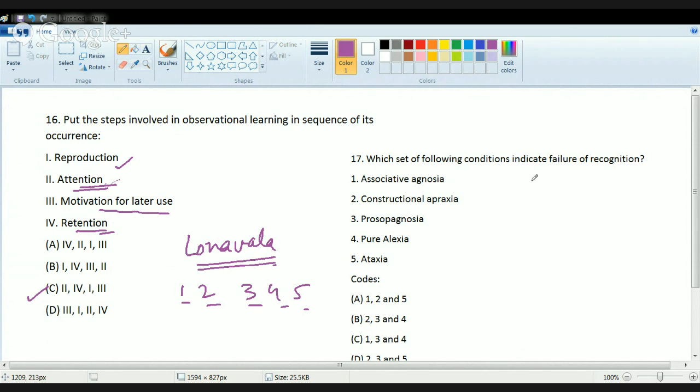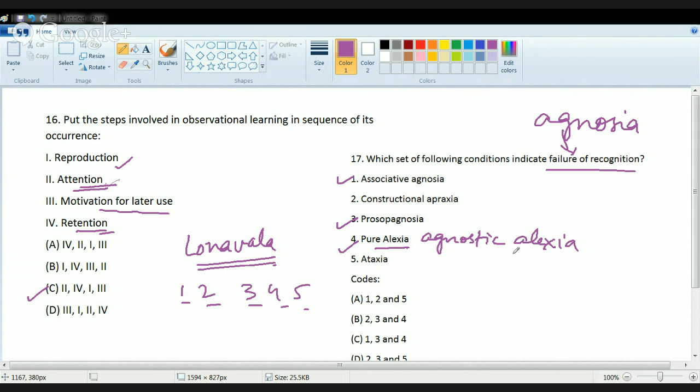Now, the next question. Which of the following conditions indicate failure of recognition? Inability or failure of recognition is known as agnosia. Now all the things here which deal with agnosia would be the answer. So it's first, third, and fourth. Pure alexia is also known as agnostic alexia. It's pure word blindness. That means I have a problem in recognition of words.